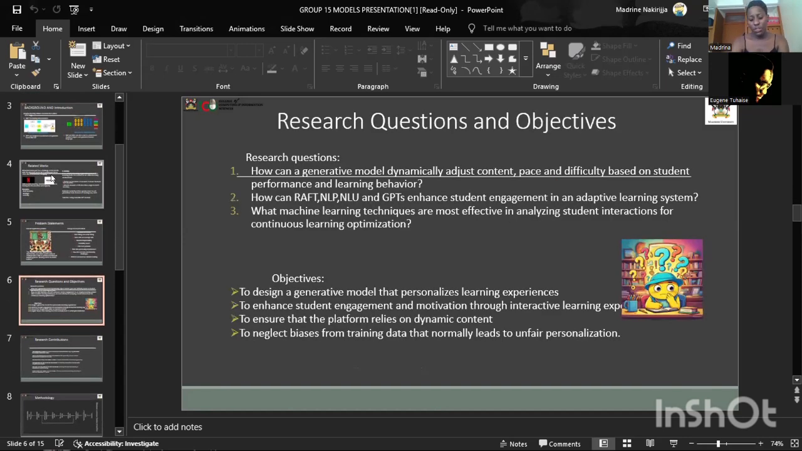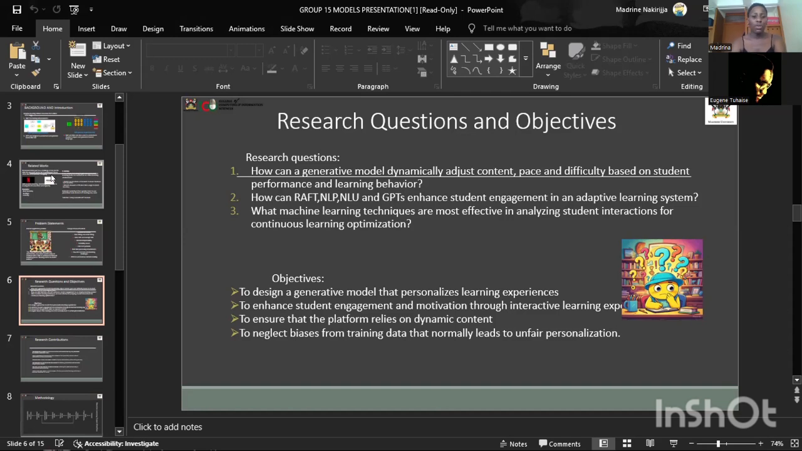Well, when we're carrying out this research, because when you're coming up with something, you first find out what's actually happening in the world, we asked ourselves a few questions. How can a generative model dynamically adjust this content? Because it's hard to say that something is actually going to recommend this for you. So how can we make sure that the generative model can dynamically adjust that content based on difficulty, your performance and your learning behavior? We asked ourselves how the techniques we have chosen can enhance student engagement, and what machine learning techniques are most efficient in analyzing student interactions so that it can provide continuous learning optimization.